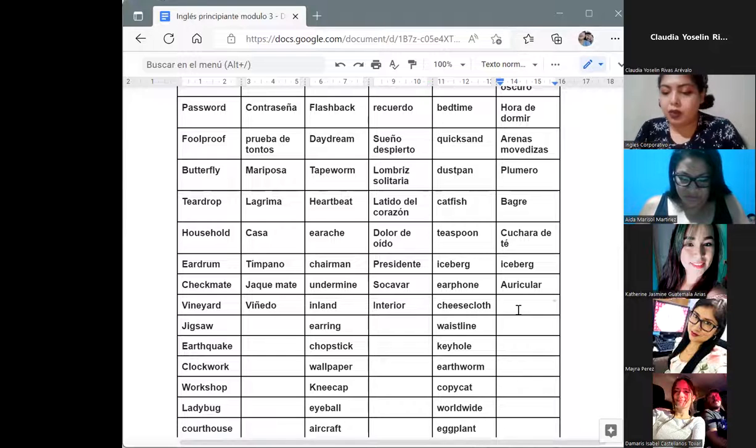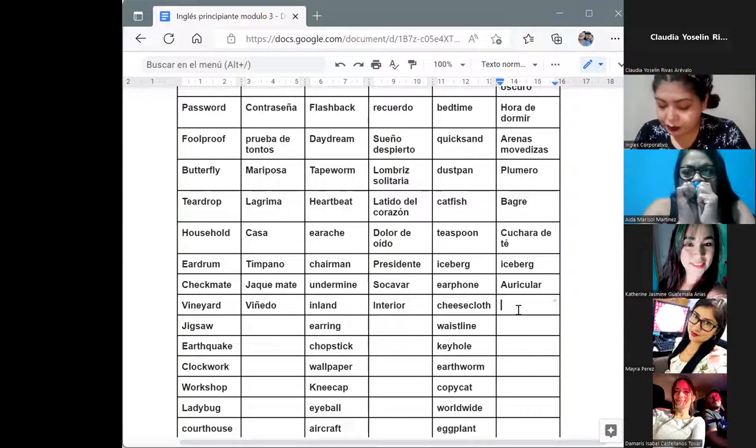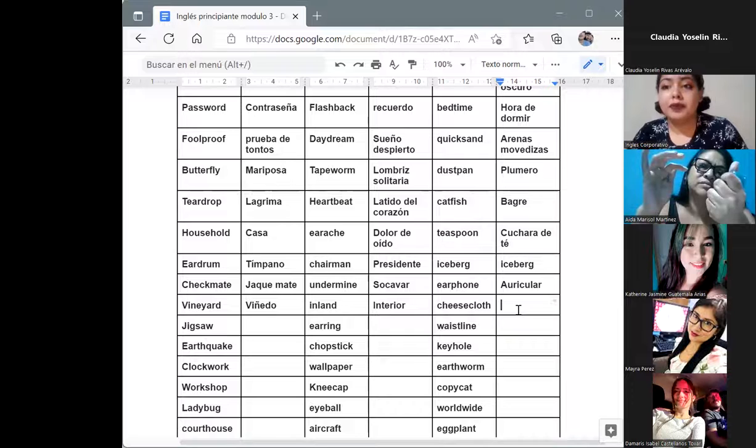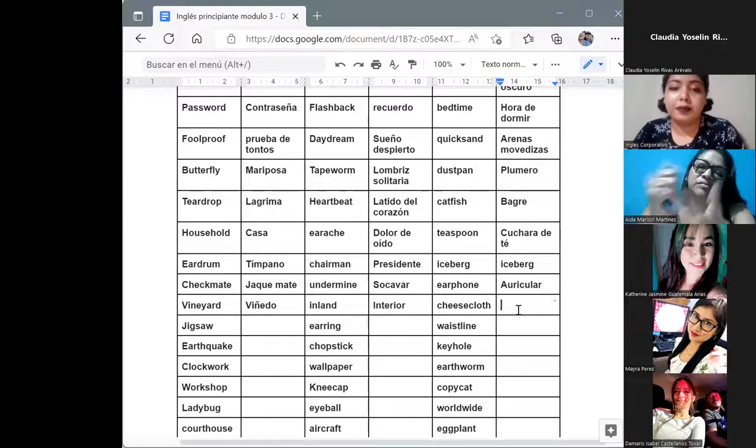Then we have another one. Dentro del cuerpo sería in body. ¿Cómo? Si fuera para describir algún padecimiento interior del cuerpo. Inside the body. Ajá, in body or inside the body.